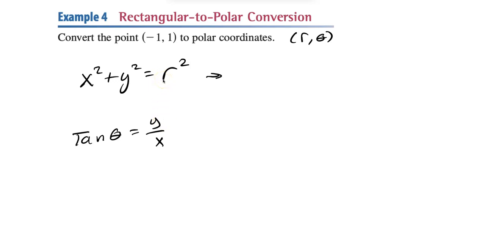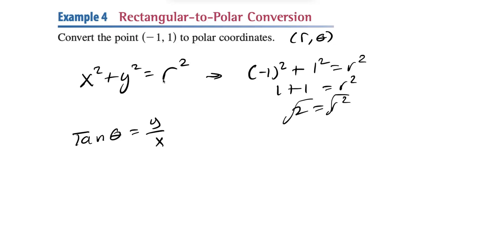So the first one is to plug it in. So we have negative 1 squared plus 1 squared equals r squared. So we get 1 plus 1 equals r squared. So 2 equals r squared. So r is the square root of 2. But we're always going to assume positive because with a pole, we want to go out.